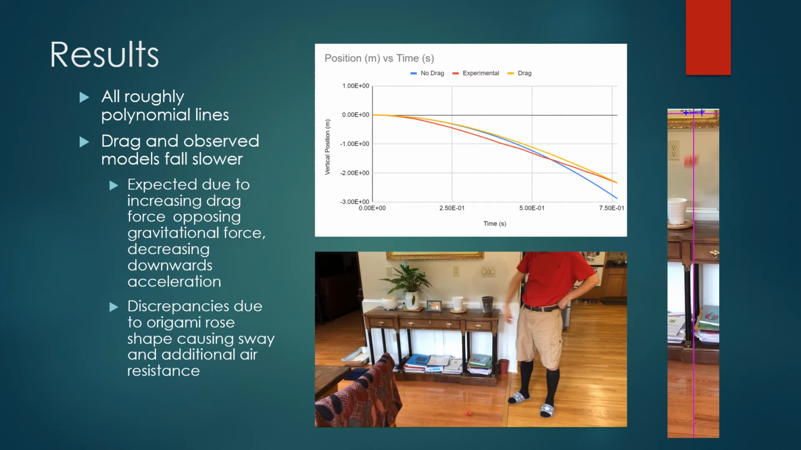While the drag model and the observed model were very closely intertwined, with many overlapping areas, there are small discrepancies throughout. I believe this to be caused by the sway induced by the shape of the origami rose. As seen in the tracker video, the rose does not stay aligned with the y-axis at all times, and this additional air resistance would account for how the observed model falls slower than the computational drag model towards the initial time of release. In future experiments, objects with a more uniform shape like a parachute could be used to minimize the amount of side-to-side movement experienced, and thus keep the net force all along one axis of movement instead of two.